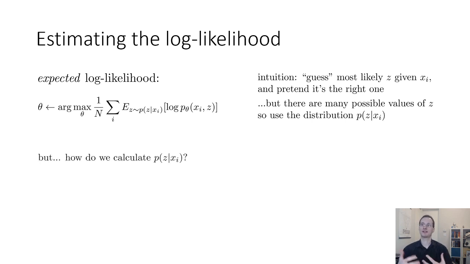So the big challenge with this scheme is how do we calculate P of z given xi? So we've essentially transformed this problem of evaluating that intractable integral into the problem of somehow estimating and then sampling from P of z given xi. And this is called probabilistic inference. The reason that it's called inference is because we are inferring which z goes with a particular xi, which latent variable goes with a particular image, let's say.